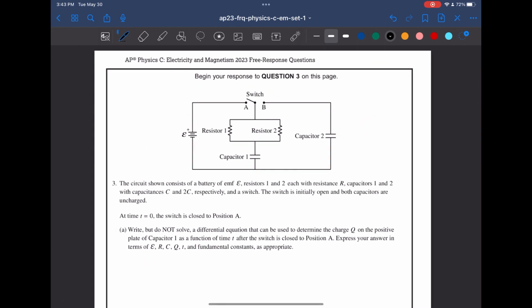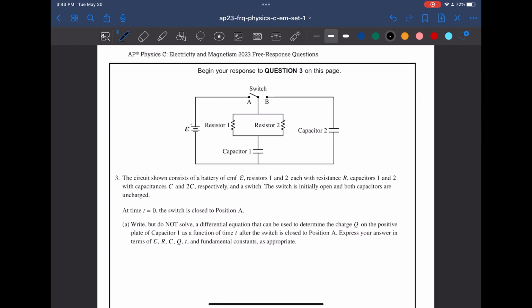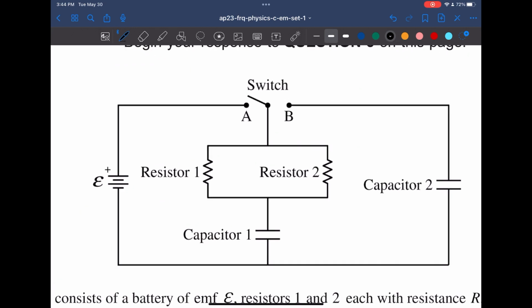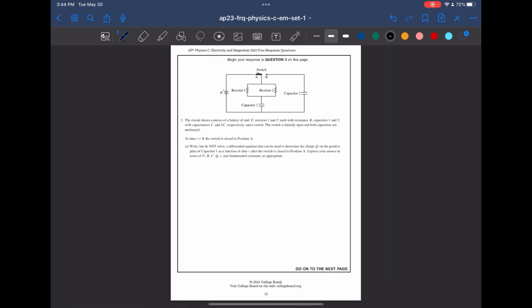So first we need to of course read question 3 itself. The circuit shown consists of a battery of EMF, resistors 1 and 2 each with resistance R, capacitors 1 and 2 with capacitances C and 2C respectively, and a switch. The switch is initially open and both capacitors are uncharged. At time t equals 0, the switch is closed to position A. So when t equals 0, the switch will be like that.